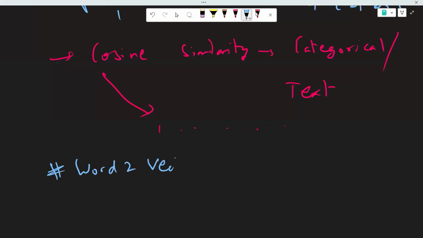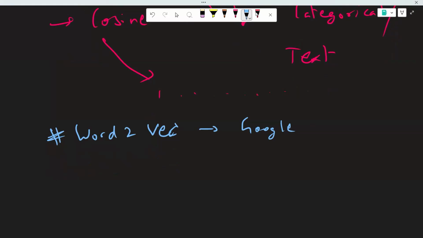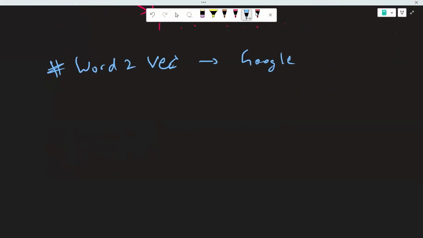Word2Vec was officially launched by Google. They basically created this as a patent for their own research. Now it's publicly available. So it's obviously a very good improvement over the traditional methods like bag of words, document term matrix, and TF-IDF. This is highly powerful.